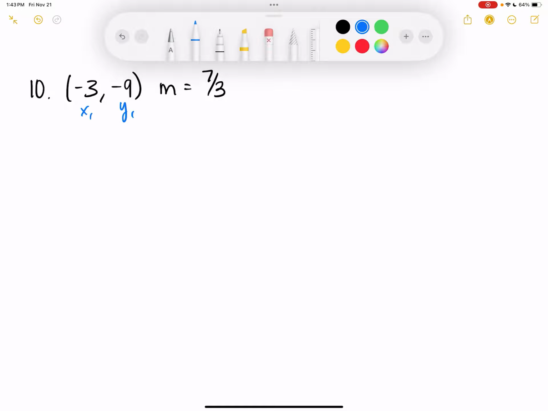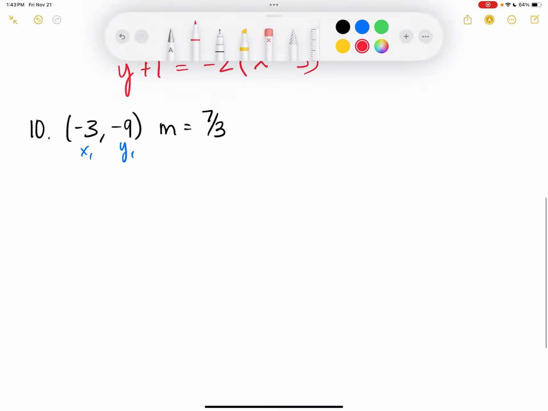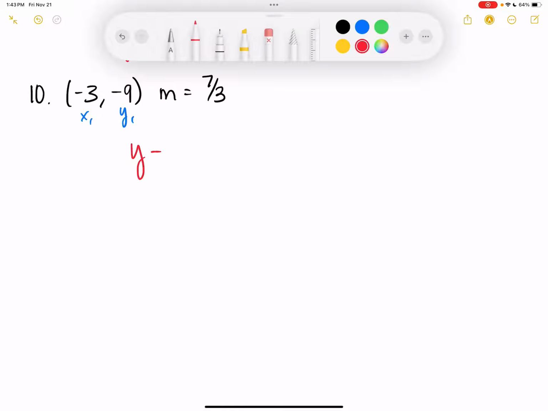Somebody tell me what the formula is. y minus y1 equals m times x minus x1. We're going to have that formula, so you're dreaming about it tonight. You're going to be dreaming about point slope form. All right, so we plug it in. What do I get? y plus 9 equals 7/3 times x plus 3.